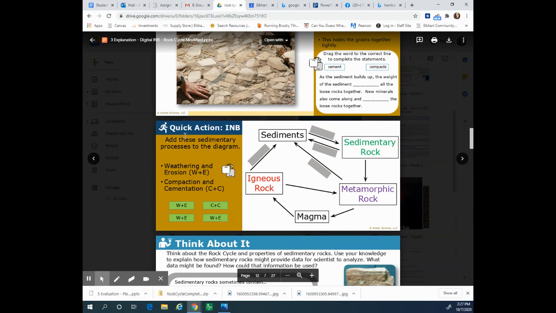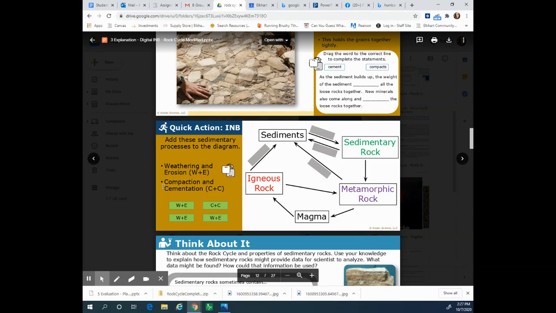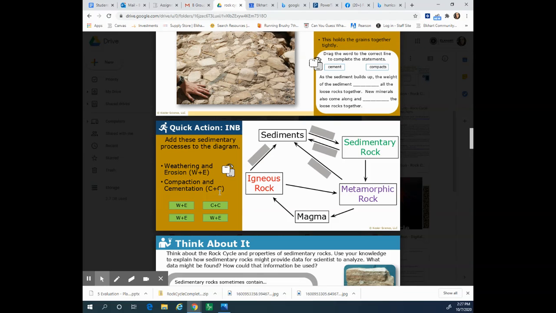Quick action. Add these sedimentary processes to the diagram. You have weathering and erosion, W plus E, compaction, and cementation. Okay, so you need to determine, you have 4 choices. You're going to drag and click it to the appropriate place. So starting with igneous rock to sediments. Is that weathering, erosion, or compaction and cementation?